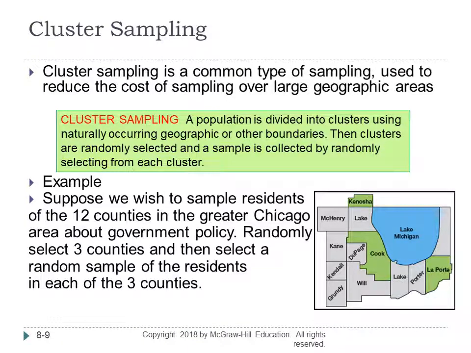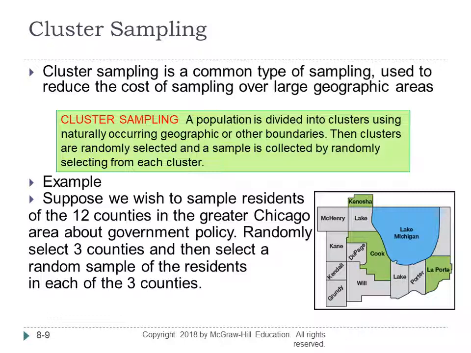The fourth type is called cluster sampling, and that we do sometimes based on geography. Cluster sampling is a common type of sampling used to reduce the cost of sampling over a large geographic area. In cluster sampling, a population is divided into clusters using naturally occurring geographic or other boundaries. The clusters are randomly selected, and a sample is collected by randomly selecting from each cluster.